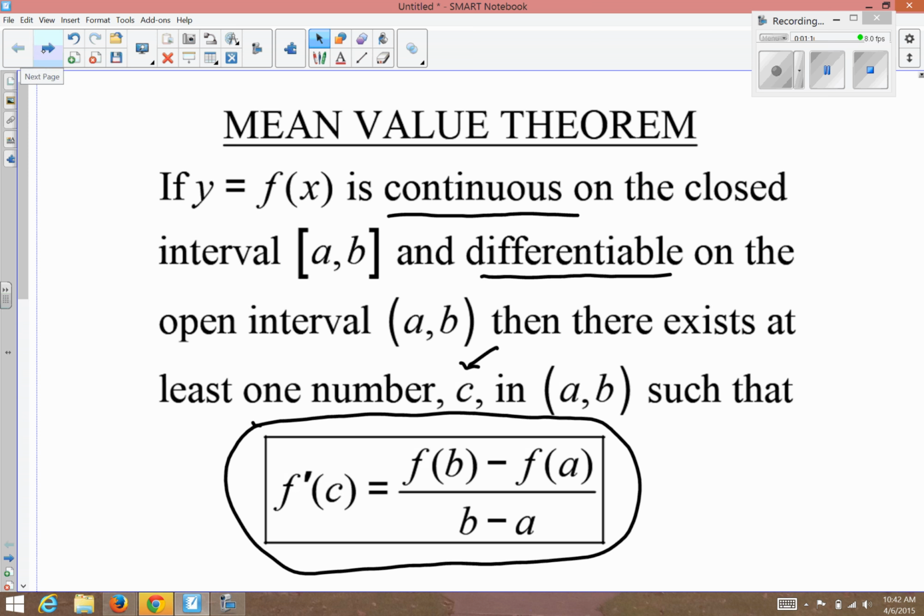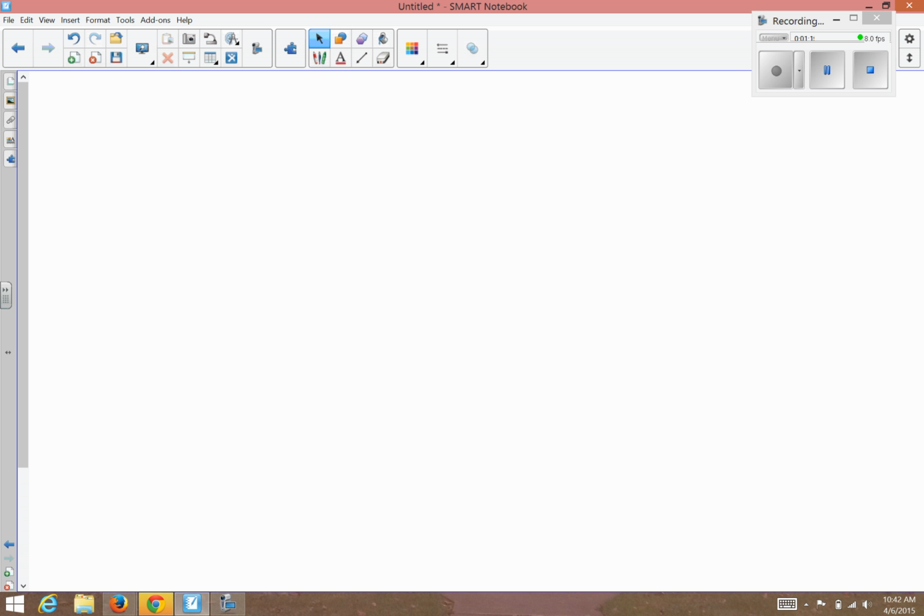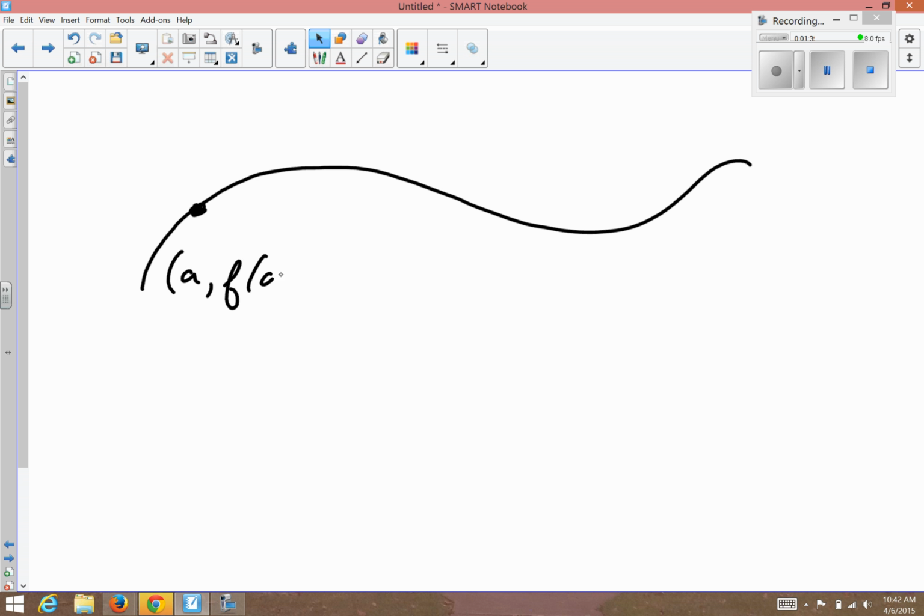It looks like this. Any function that is continuous means there are no holes in it and no vertical asymptotes. Differentiable means it's smooth, no sharp turns. Pick any point on this curve. Say it's the point a, f of a, because it's a point on the function y equals f of x. Pick some other point whose coordinates are b, f of b.